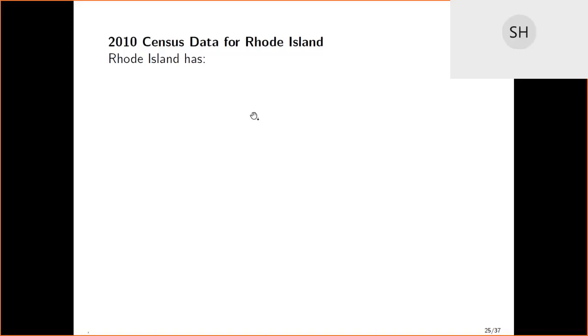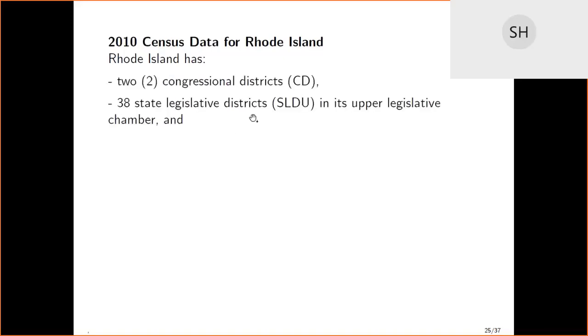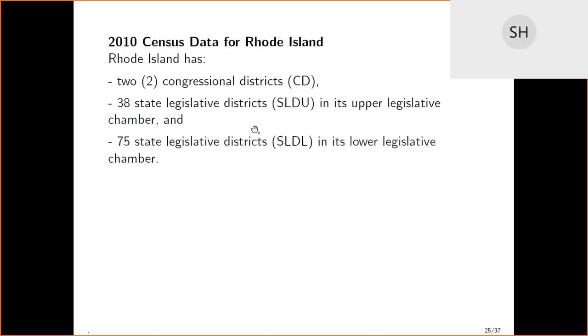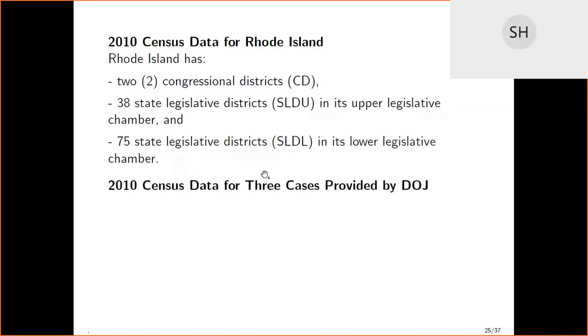Actually, a dress rehearsal. Rhode Island has 2 congressional districts. It has 38 state legislative districts in its upper chamber, and it has 75 state legislative districts in its lower chamber. We also will look at 2010 census data for 3 cases provided by the Department of Justice. In our earlier report, we actually looked at 20, but in this report, we're just limiting to 3 that we talked about in the main text of our earlier study.